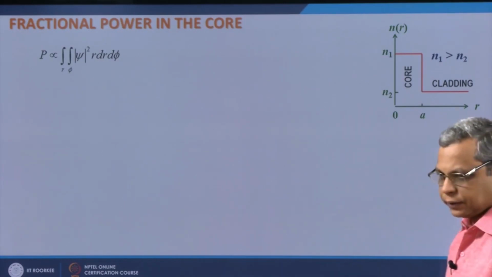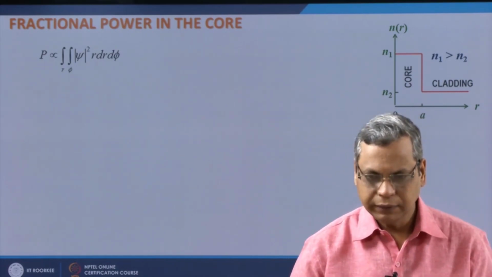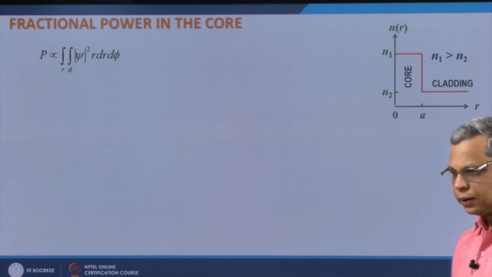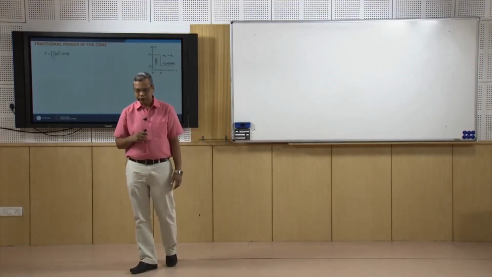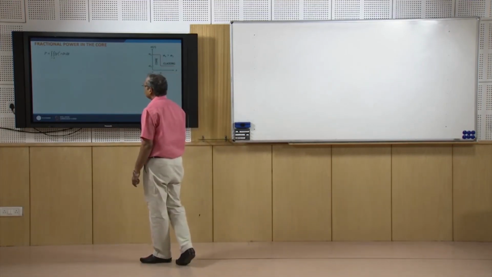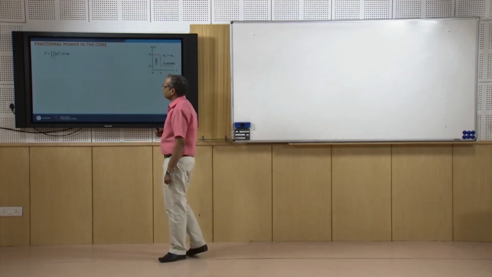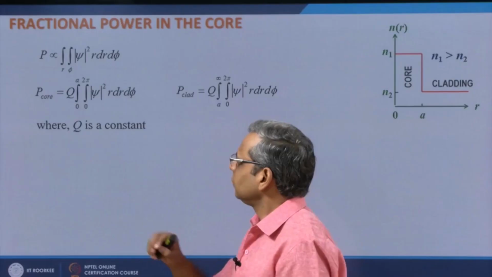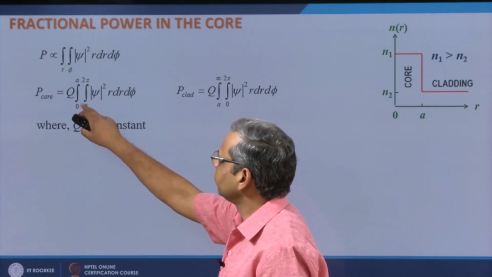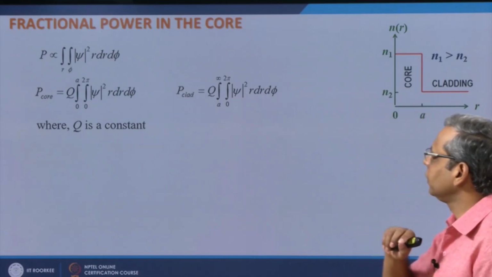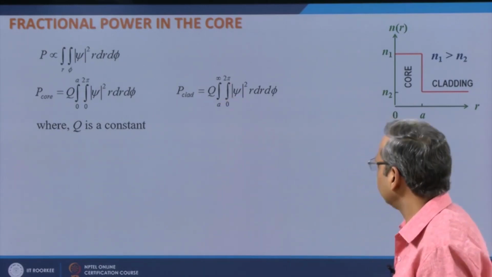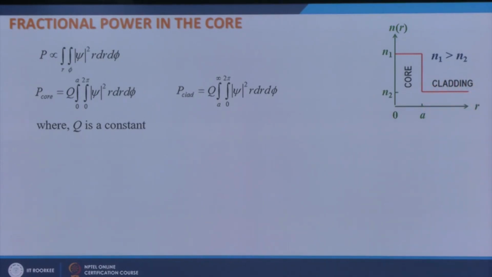and we know that the power is proportional to, if psi is the modal field, which is basically the electric field, the electric field squared integrated over the entire transverse cross section. So, the power would be proportional to the integral over r and phi of mod psi squared r dr d phi. In the core it would be given by some constant q, and this integration over r would be from 0 to a. If I want to calculate the power in the cladding, then this integration over r will go from a to infinity, because I am considering a case where the cladding is infinitely extended.